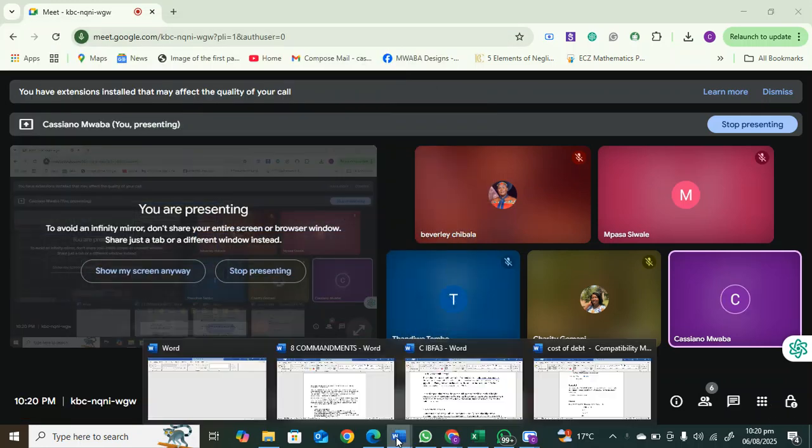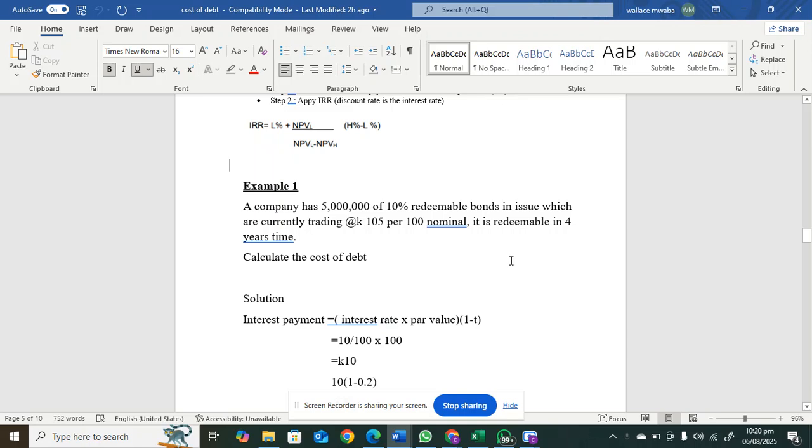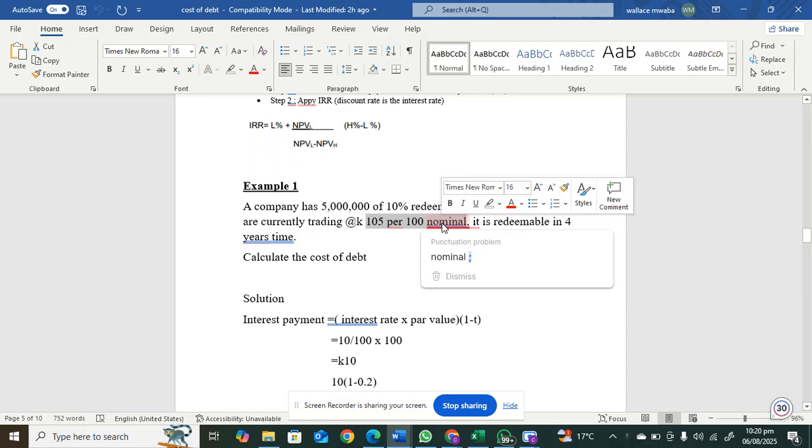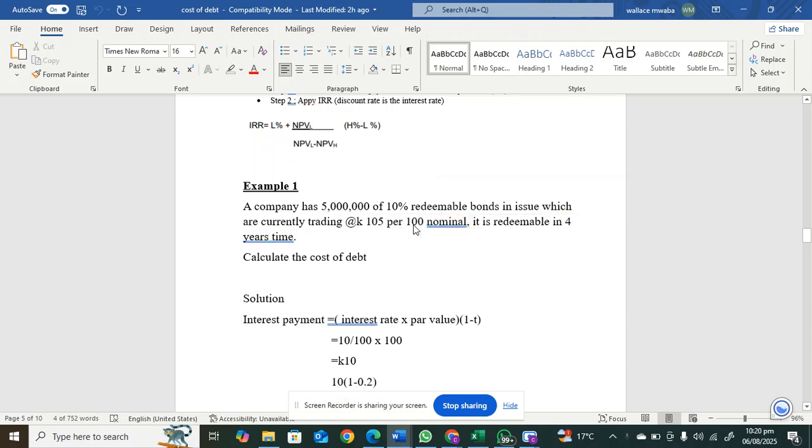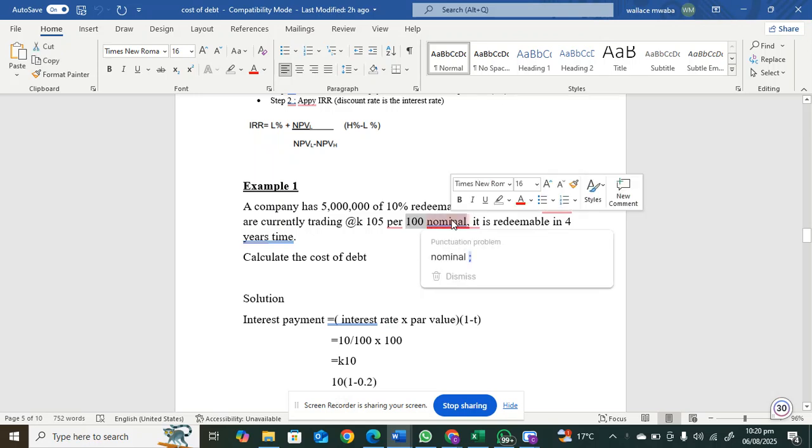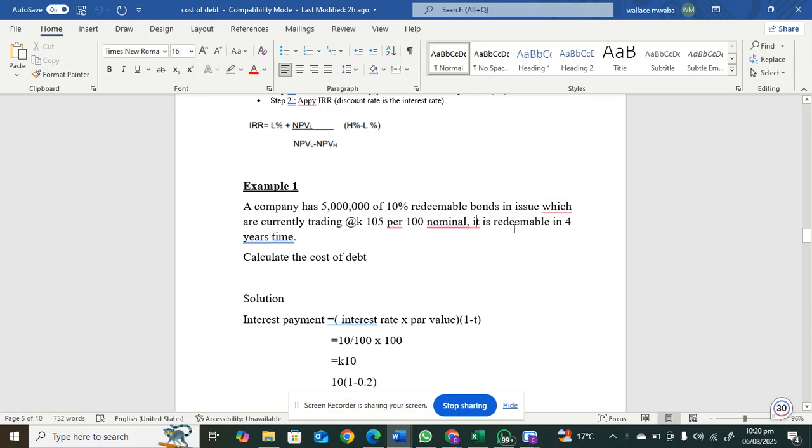All right, so we're looking at how to calculate the cost of redeemable debt. A company has 5 million kwacha of 10% redeemable bonds in issue, which are currently trading at 105 kwacha per 100 kwacha nominal. So this debt is trading at a premium because you're paying 105 kwacha. The market price, this 105 kwacha, is above the par value or the nominal value of the debt. It is redeemable in 4 years' time.